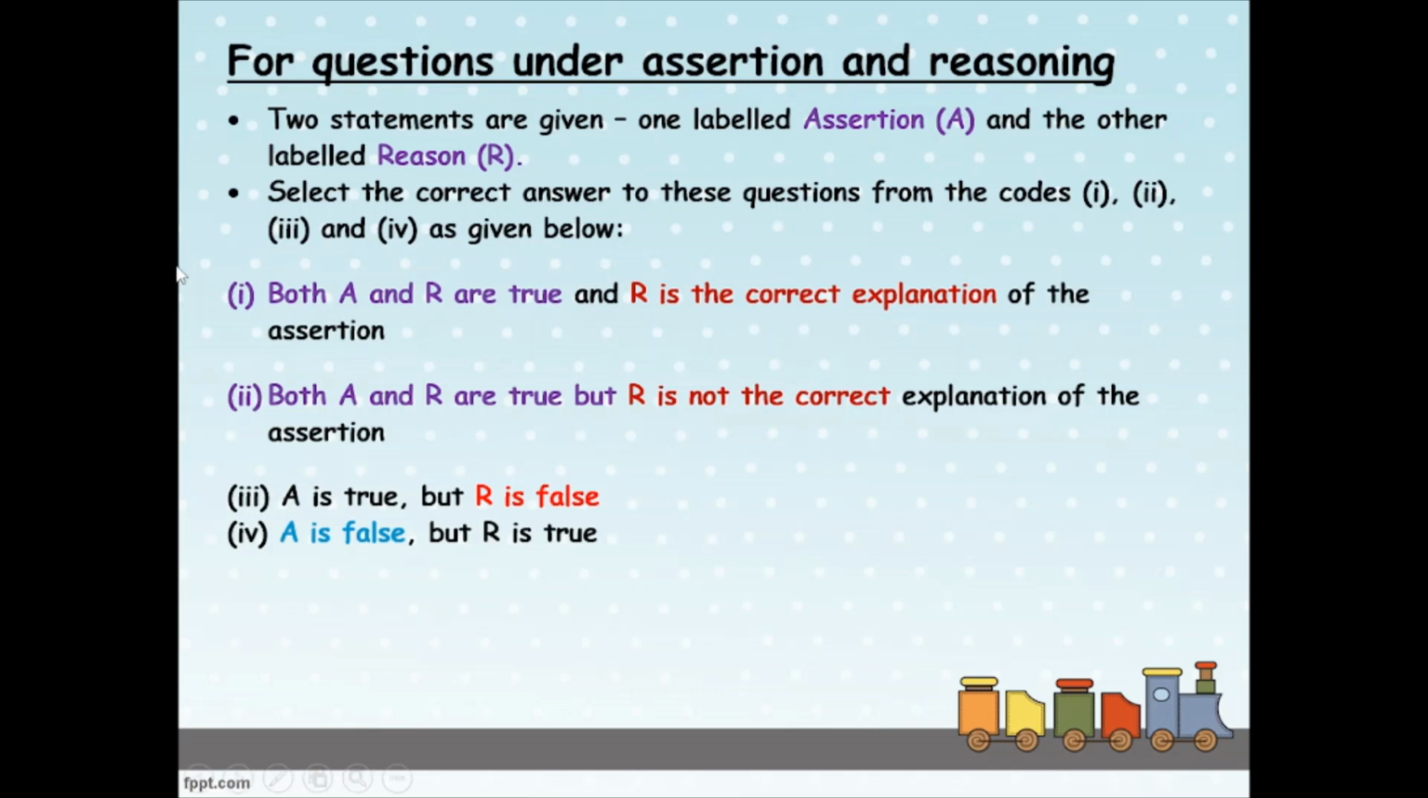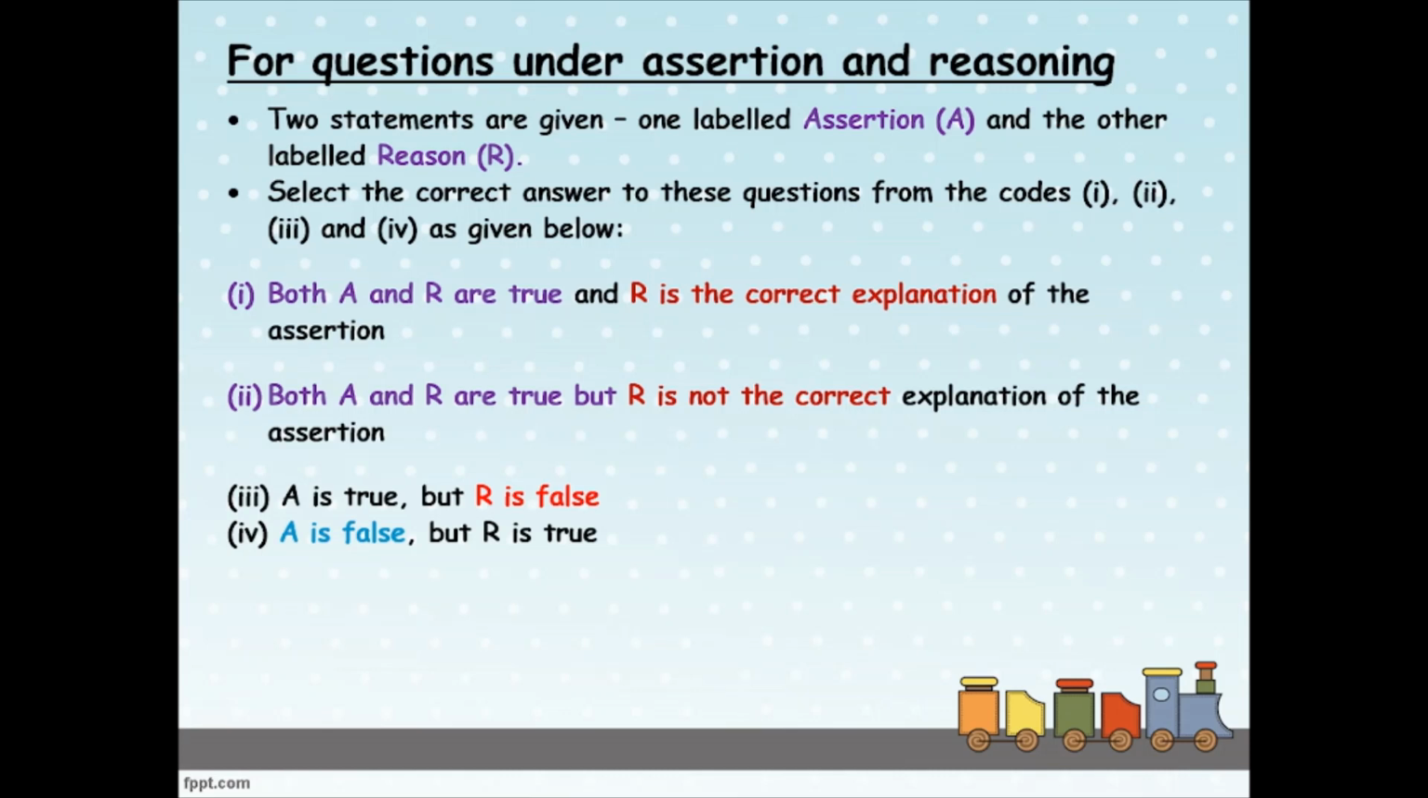What is that trick? See, in the first two options, both the statements are true. But in option 3, reason is false. In option 4, assertion is false. So the very short trick and important tip to solve this A and R question is to first check the reason statement. If reason is false, option 3 is the only answer. We can choose that answer.